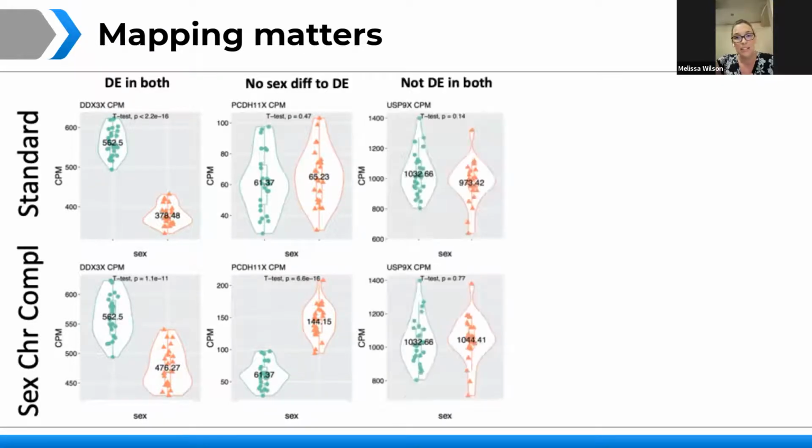Next. Sometimes it's not different in both. Look, why'd you make us do this? Why'd you make us remap? It's not different anyway. Next.